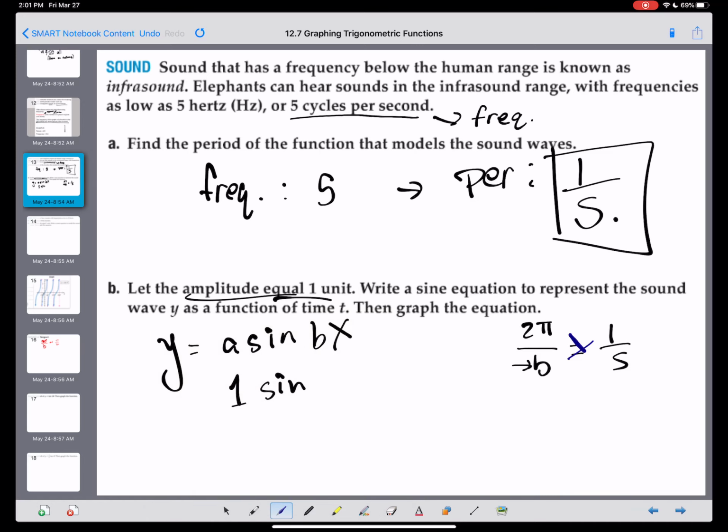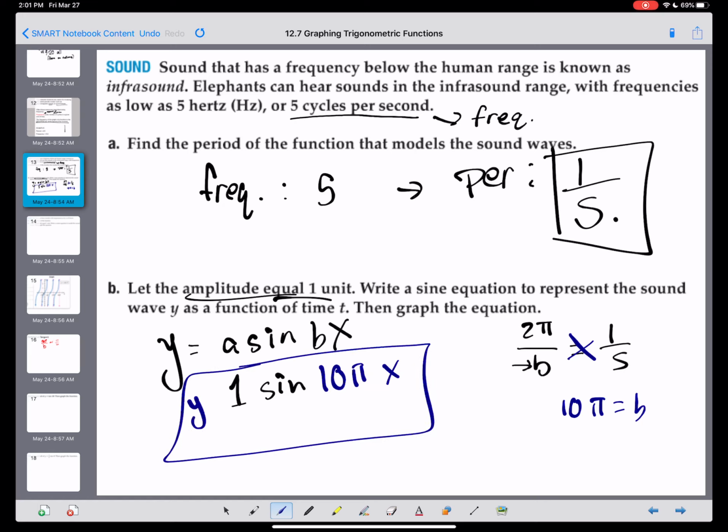So the way I do that is cross multiply. So I get 10 pi is equal to b. So it's 10 pi x. That would be my equation right there. All right. And once again, just because this is the period, b is not 1/5. b is the value underneath the 2 pi right there.